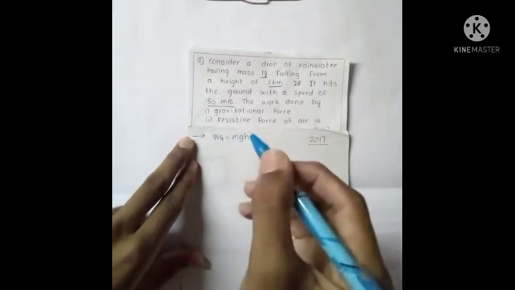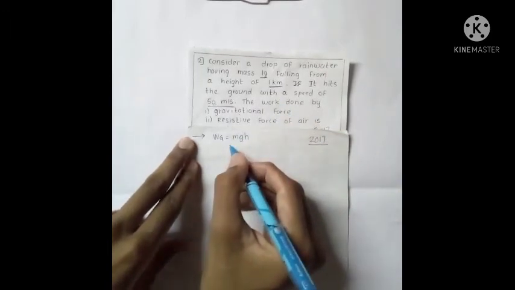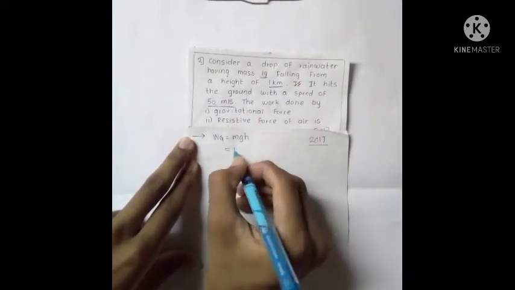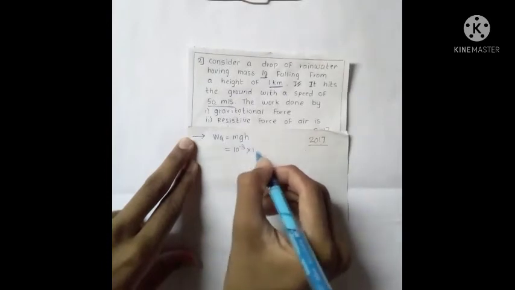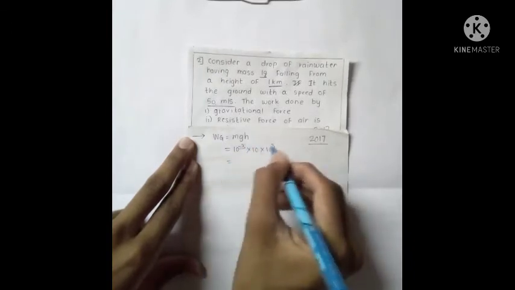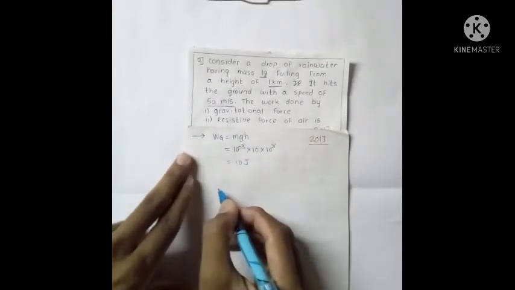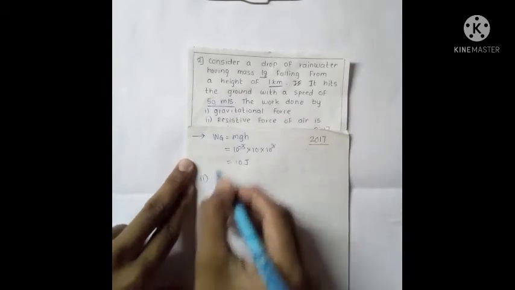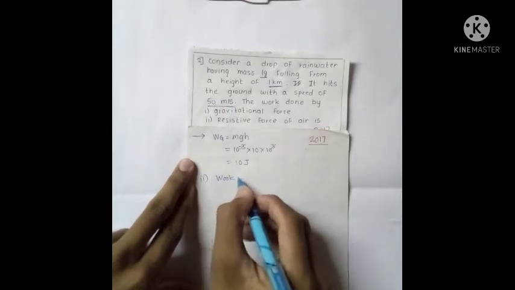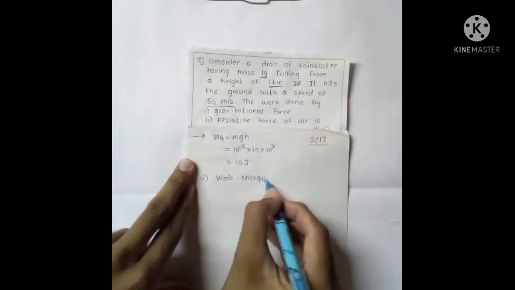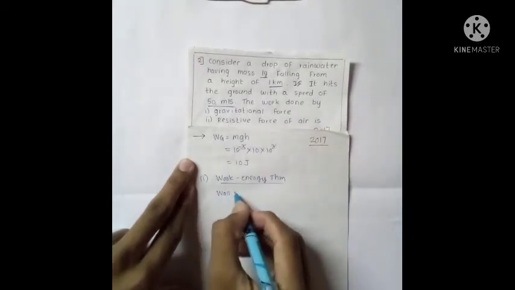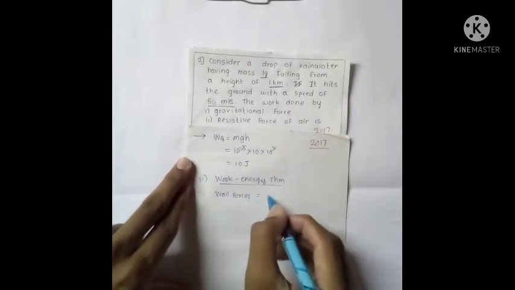When the body is going upward and force is downward, then work done by gravitational force is minus mgh. By substituting the values, mass is 1 gram, so it becomes 10 to the power minus 3 kg. g is 10, height is 1 kilometer, so it becomes 10 to the power 3 meter. So it gets cancelled and work done by gravitational force is 10 joule. Now second part, work done by resistive force of air. So we have to use the work energy theorem. By the work energy theorem, we know work done by all forces is equal to change in kinetic energy.